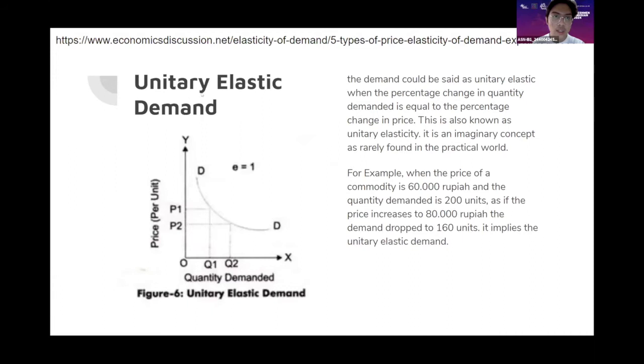So this one is unitary elastic demand. The demand could be said to be unitary elastic when the percentage change in quantity demanded is equal to the percentage change in price. This is also known as unitary elasticity. It is an imaginary concept, as it is rarely found in the practical world. For example, when the price of a commodity is 60,000 rupiah and the quantity demanded is 200 units, if the price increases to 80,000 rupiah, the demand drops to 160 units. It implies unitary elastic demand.